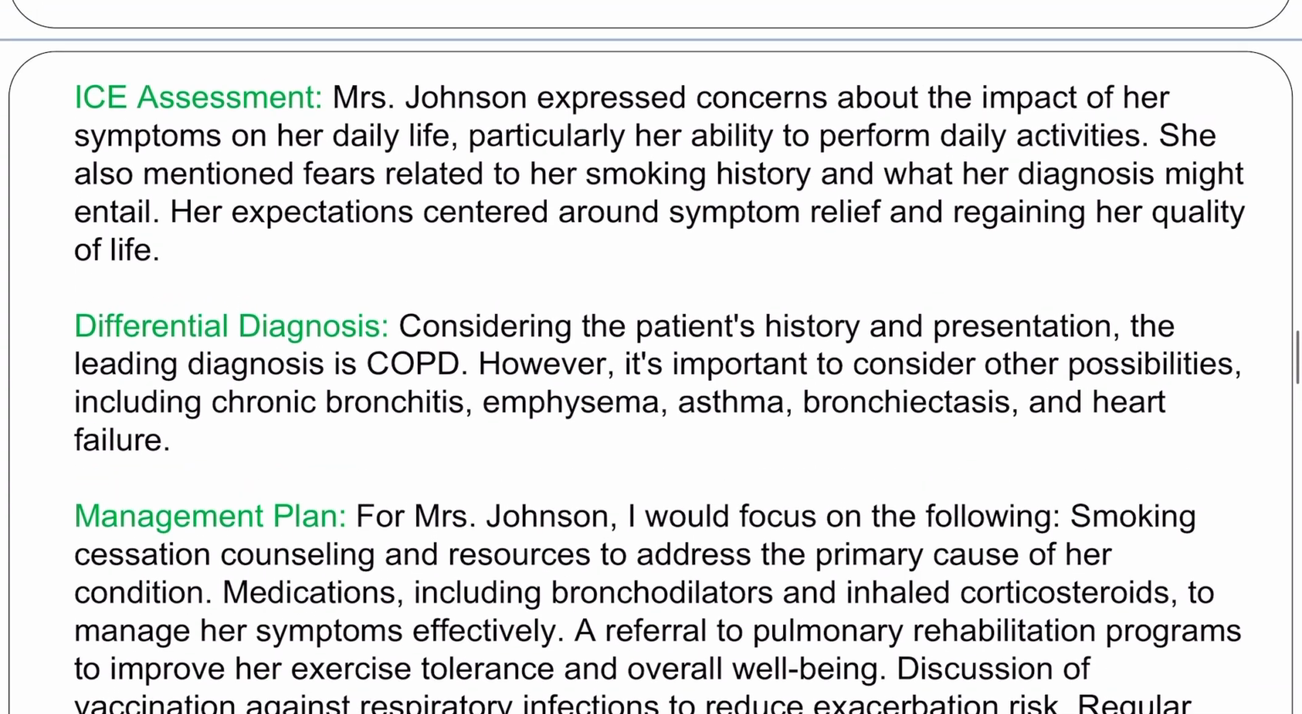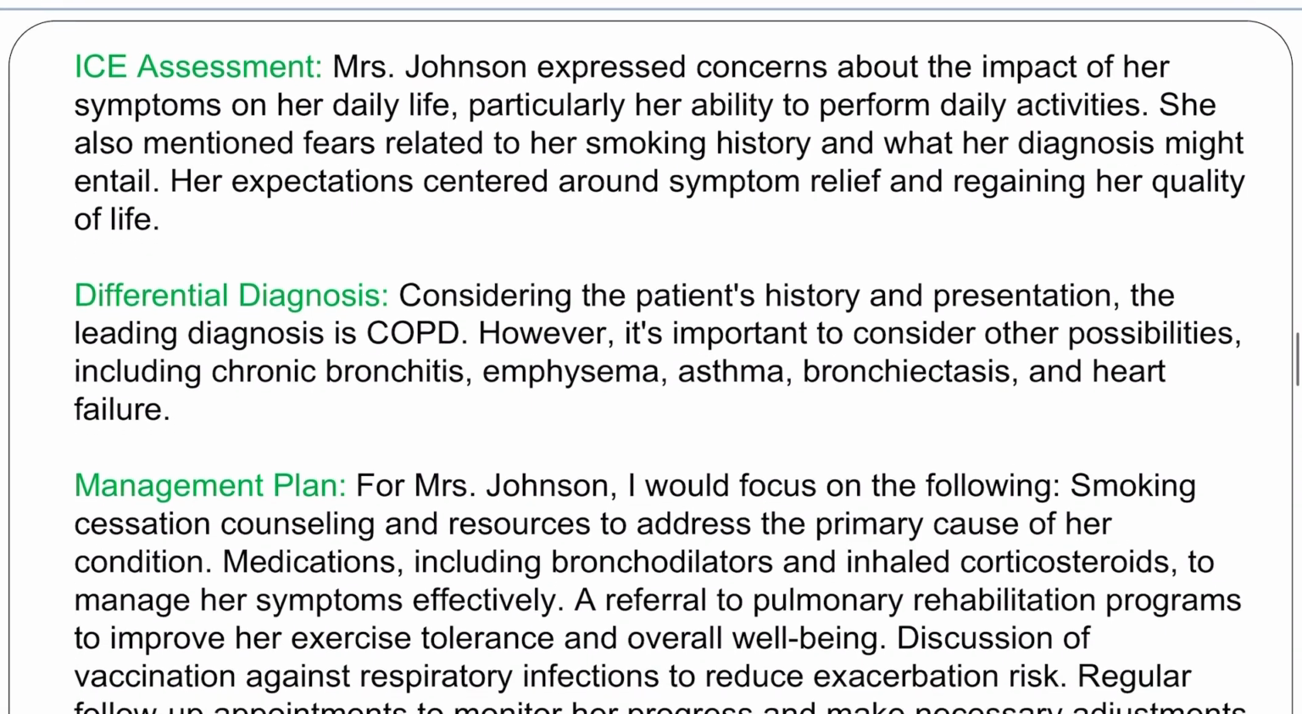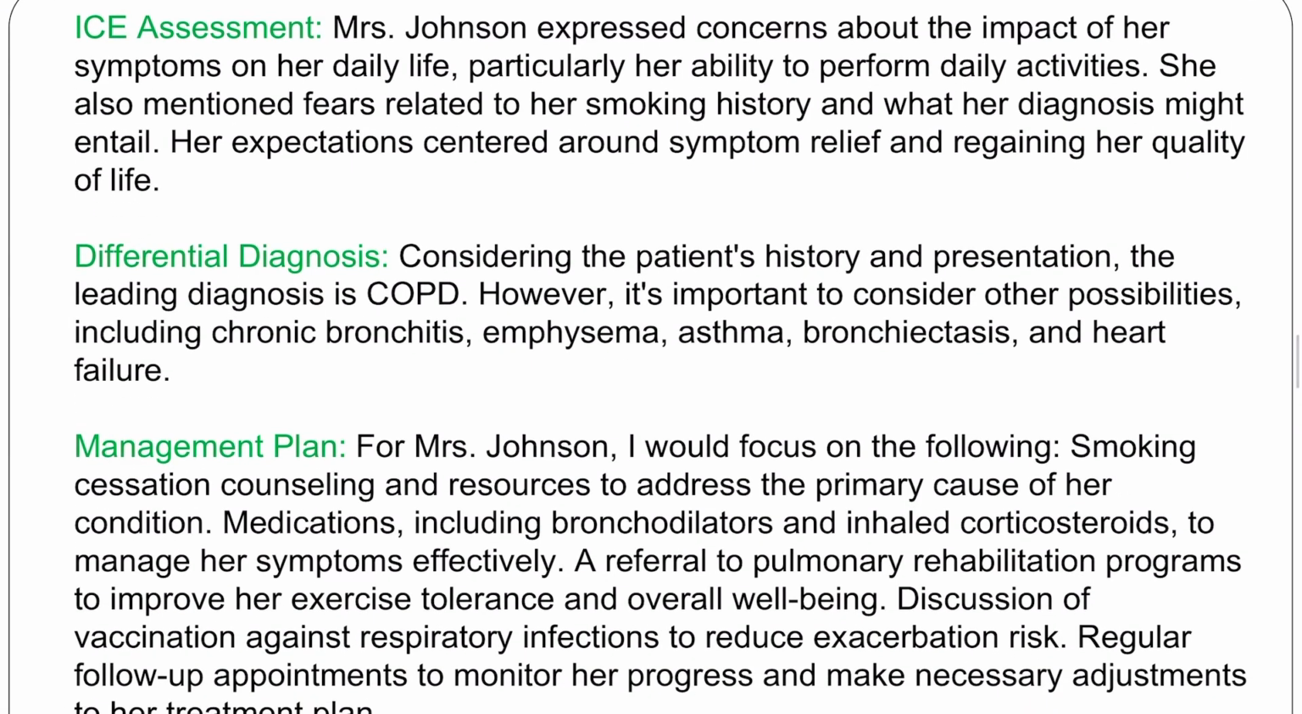Then in your presentation, not going to stop here, we're going to talk about a differential diagnosis. So considering the patient history and presentation, the leading diagnosis is COPD. Okay. However, it's important to consider other possibilities, including chronic bronchitis, emphysema, asthma, bronchiectasis, and heart failure. Actually, chronic bronchitis and emphysema are part of COPD. So we're going to mention asthma, bronchiectasis, and heart failure.